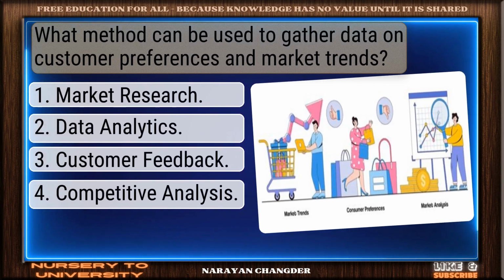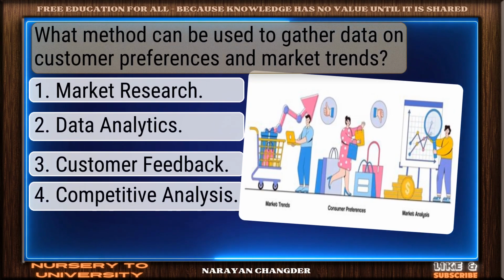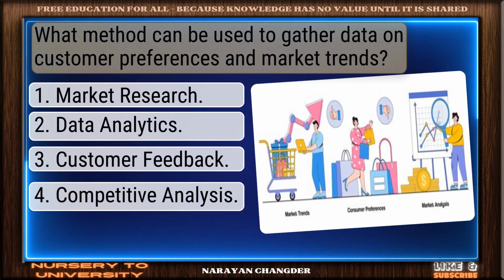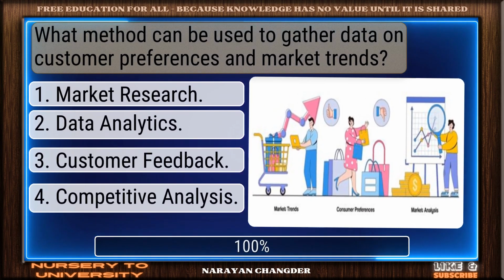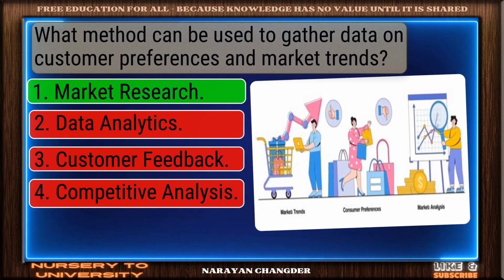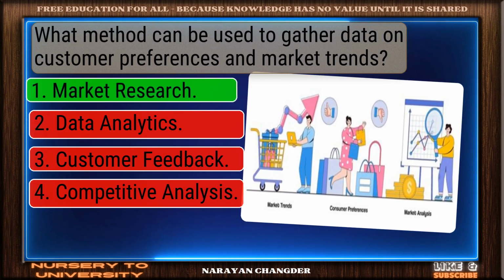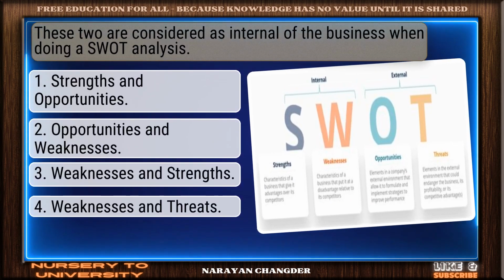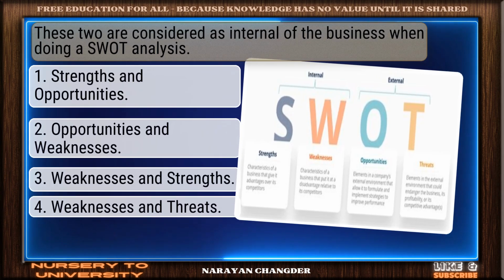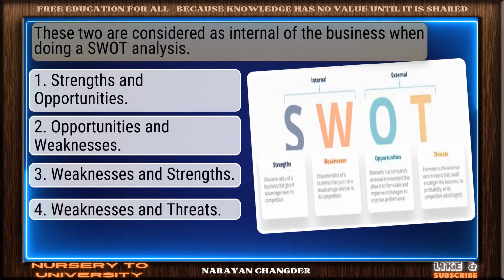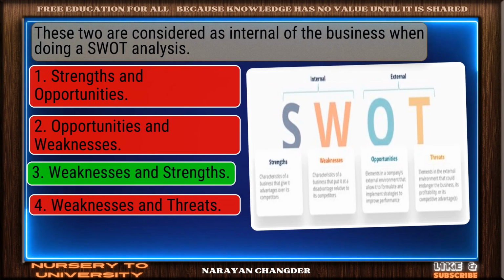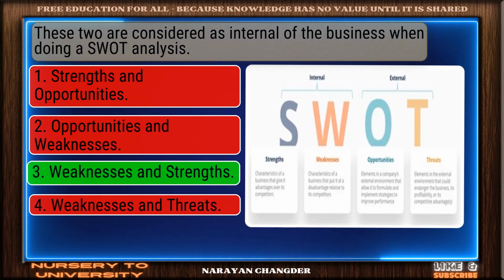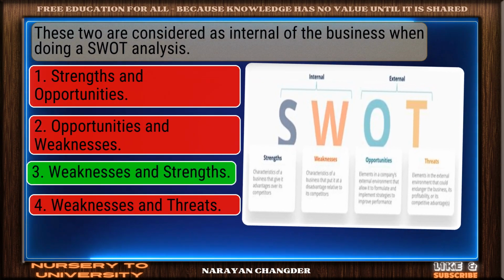Question number 1. What method can be used to gather data on customer preferences and market trends? You're right. Market research is the correct answer. Question number 2. These two are considered as internal of the business when doing a SWOT analysis. Well picked. Weaknesses and strengths is the correct answer.